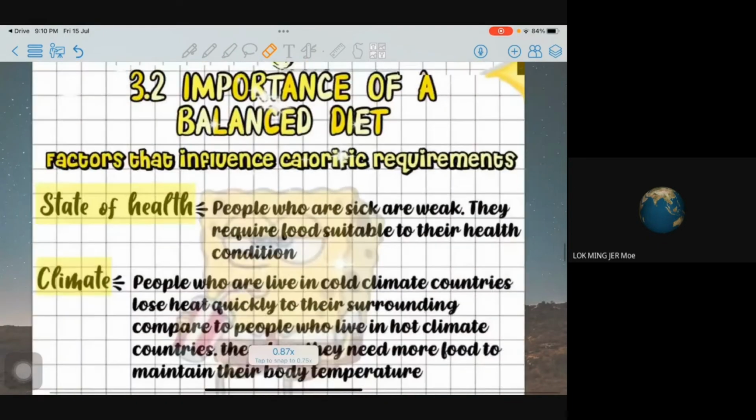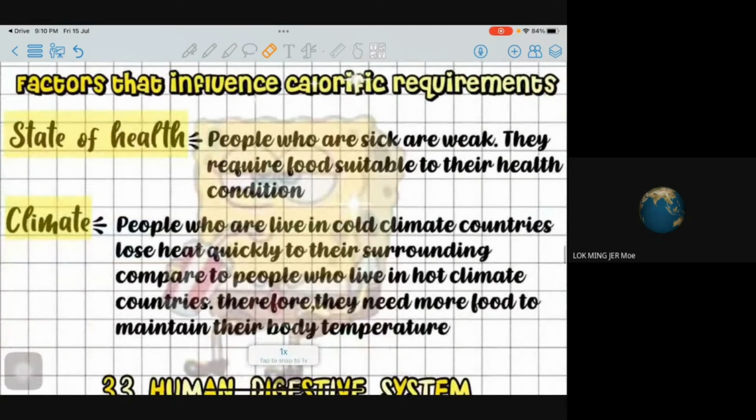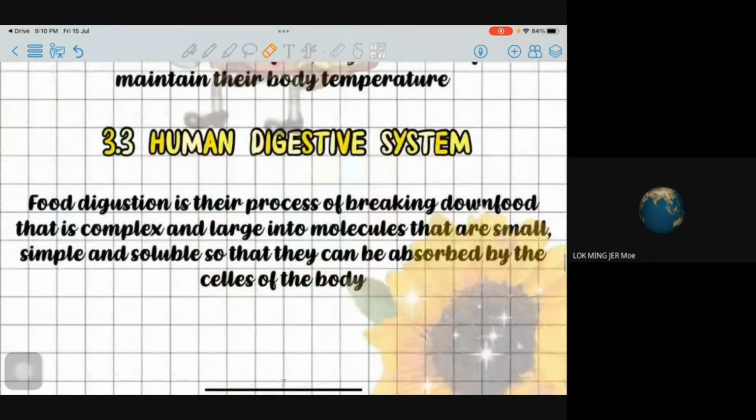Okay, what are the factors that influence calorific requirement? First is state of health, which is people who are sick and weak require food suitable for their health condition. So it depends. And then climate, which is people who are living in a cool climate country need a lot of fats compared to us.